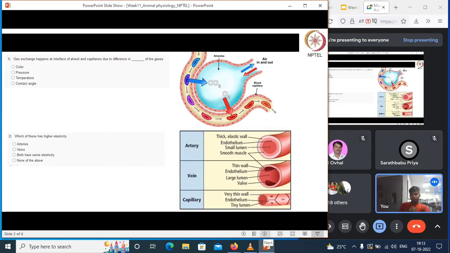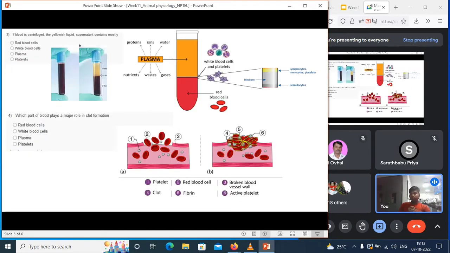The next question is regarding the centrifugation of blood. In the first figure, somebody has taken 5 ml of blood, kept it in an Eppendorf tube and let it be centrifuged. Once it is centrifuged, you will find a yellow colored layer, as shown in this figure in B.